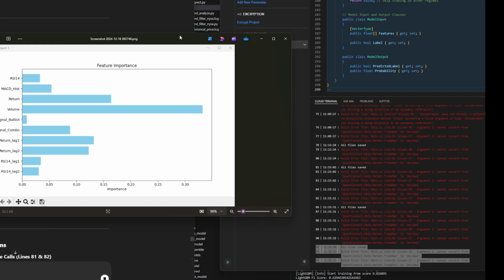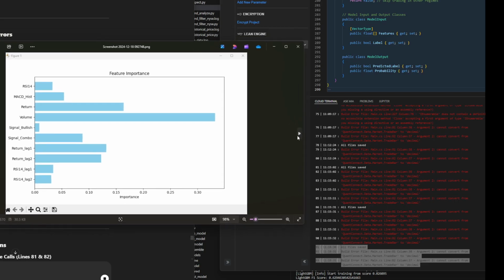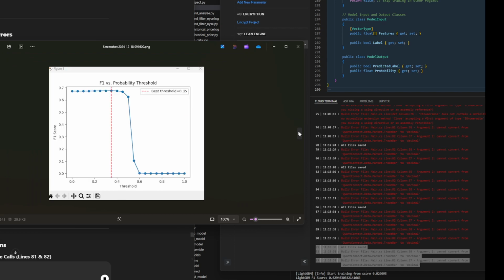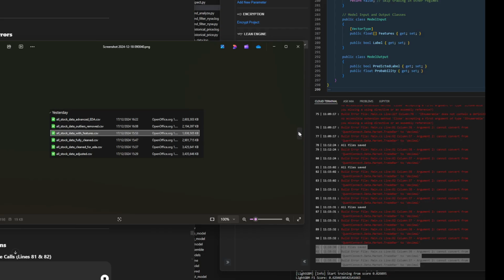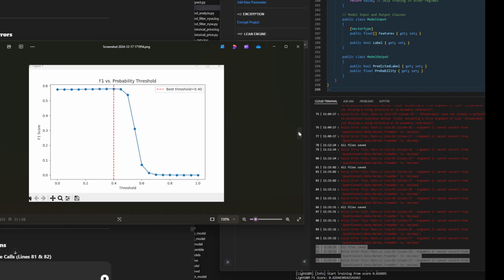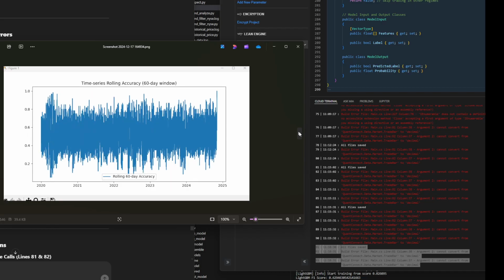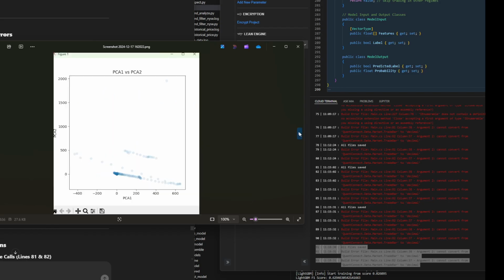So, kind of these outputs, if that means anything to you. It doesn't mean a hell of a lot to me. Right, RSI 14 bullish, F1 versus probability threshold. There's all the different outputs. Data clean for EDA, data fully clean, data with features, data outliers removed, data advanced EDA, okay. Similar F1 versus probability threshold there. Time series rolling accuracy, 5-day horizon 1% XGBoost. Time series rolling, a 60-day window. Time series rolling accuracy, 60-day window.